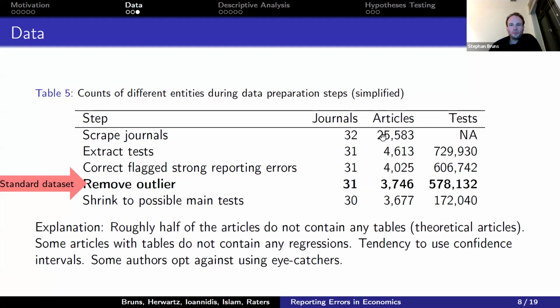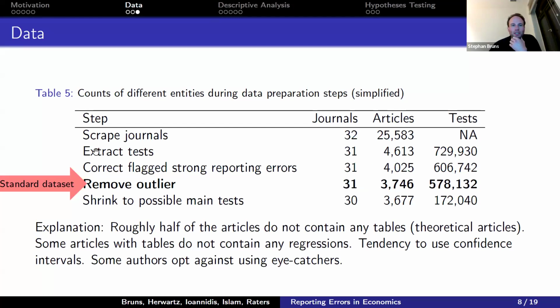So why this drop? This is because we have a lot of theoretical articles, and also papers start to use confidence intervals, which is something that DORIS is not yet able to detect. And also some authors in economics start to avoid eye catchers. So this explains this drop here.